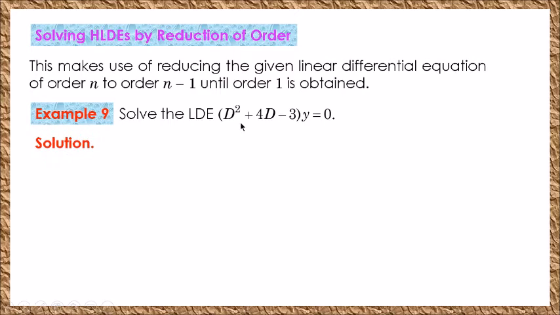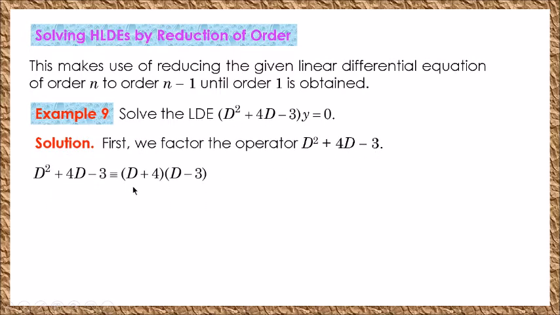Let's factor this operator. So D squared plus 4D minus 3 when factored is equal to (D plus 4)(D minus 3). It is also identical to (D minus 3)(D plus 4) because the commutative property holds since all the coefficients are constants. So this differential equation in factored form is (D plus 4)(D minus 3) applied to y equal to 0. To solve this by using reduction of order, we are going to replace this D minus 3 applied to y by a simple variable.